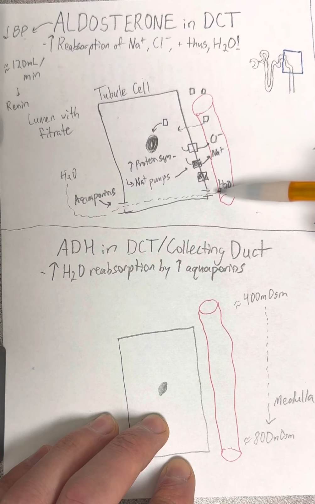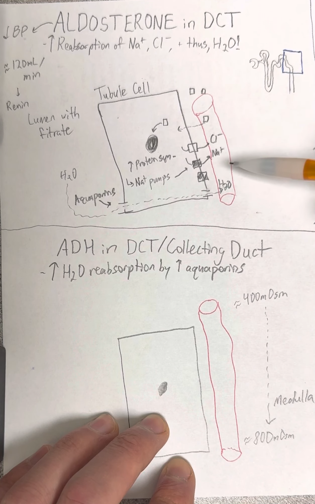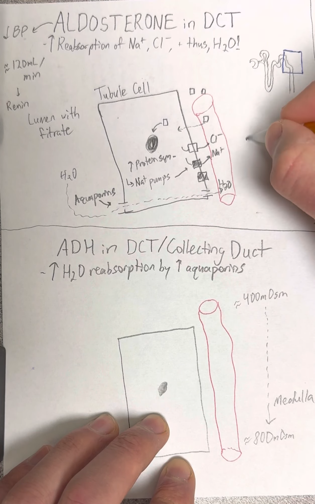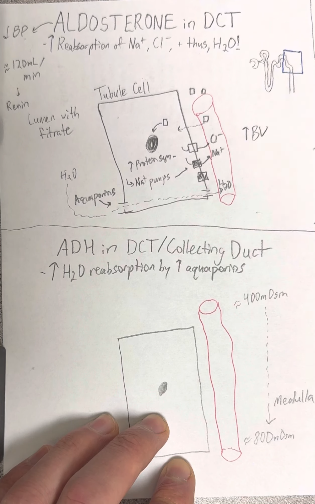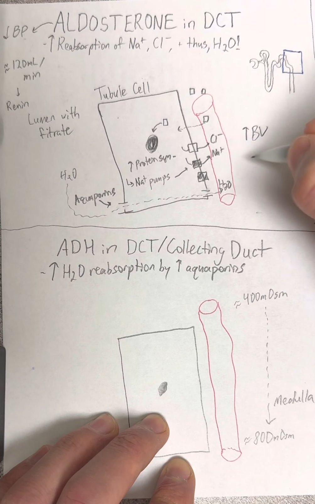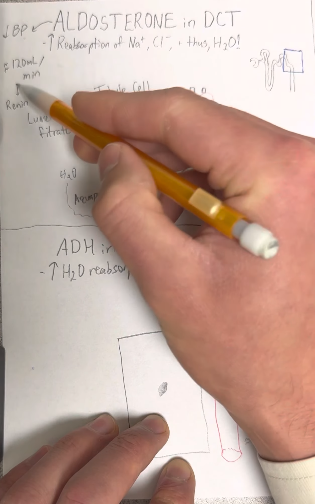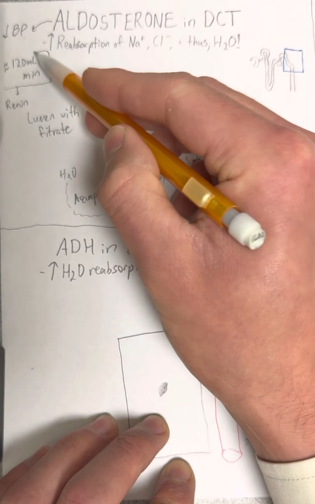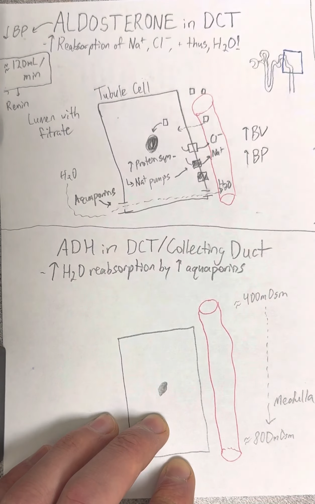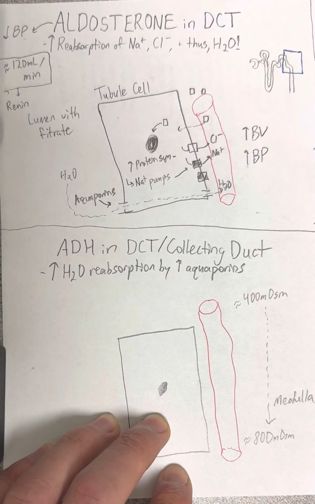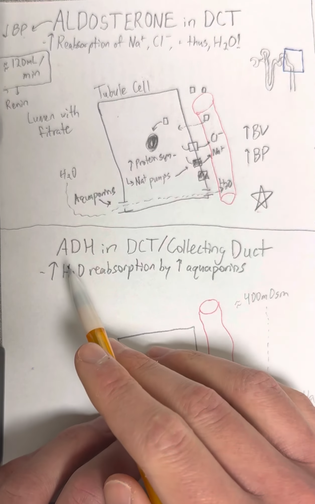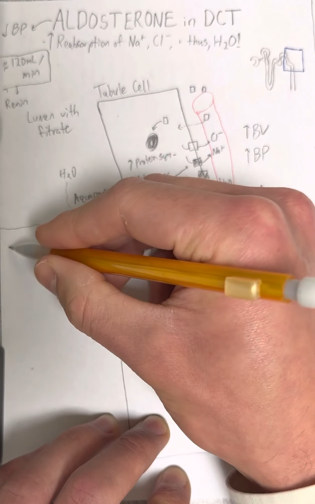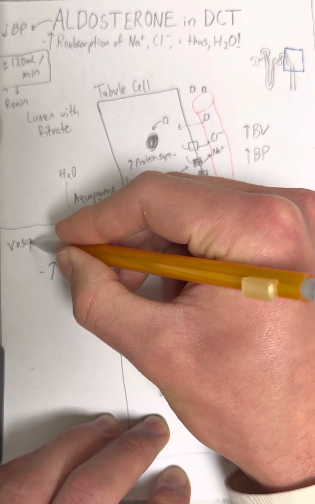We are increasing sodium chloride and water in the bloodstream. What will that do to your blood volume? It will increase your blood volume. An increase of blood volume will also cause an increase of blood pressure, and therefore this established homeostatic value of 120 milliliters a minute of filtrate being filtered every minute will be reestablished. Okay, so that is aldosterone. Awesome. Now let's move into antidiuretic hormone, otherwise known as vasopressin.